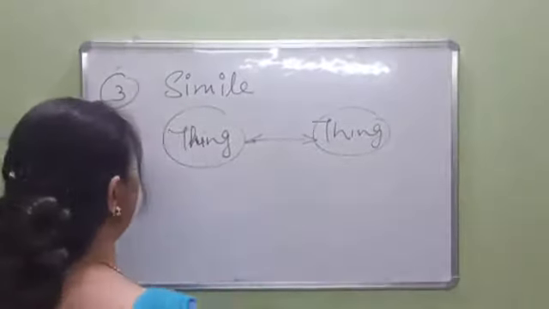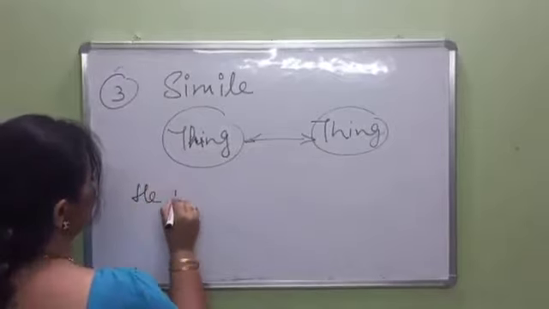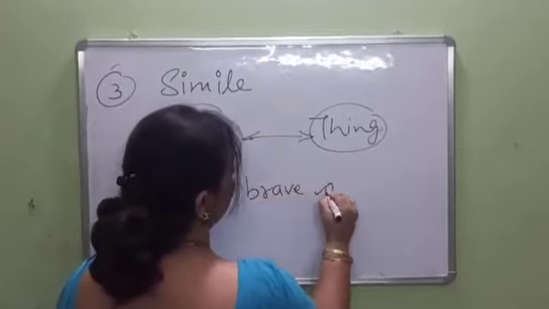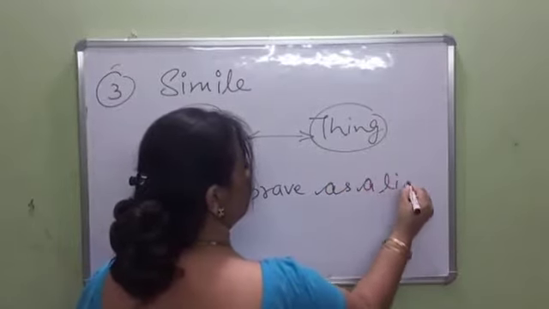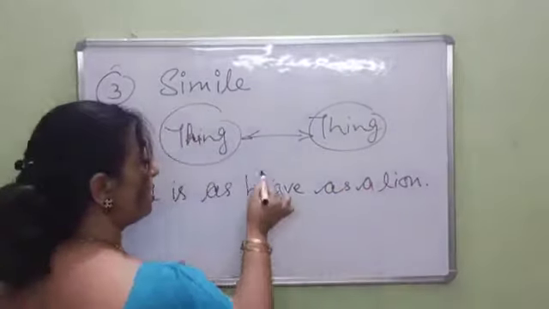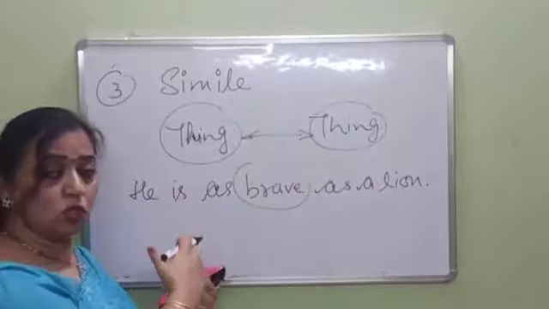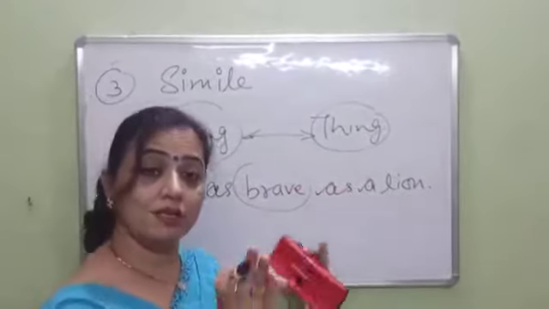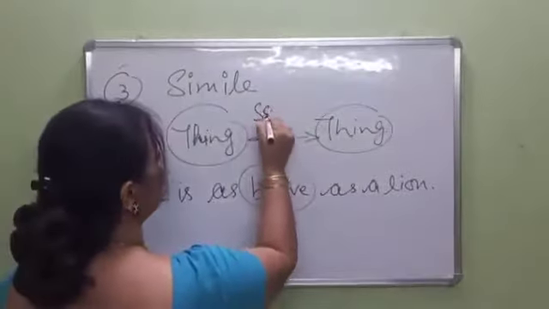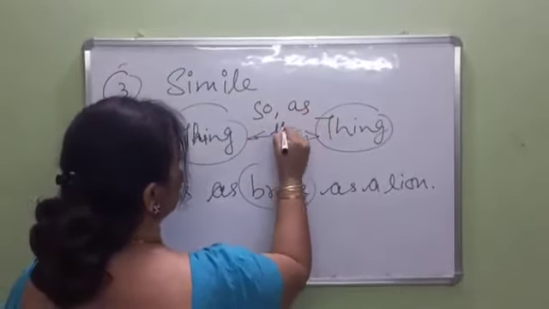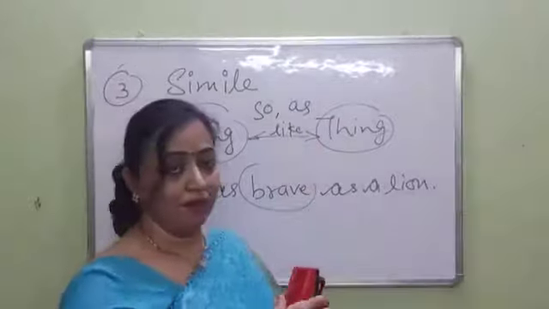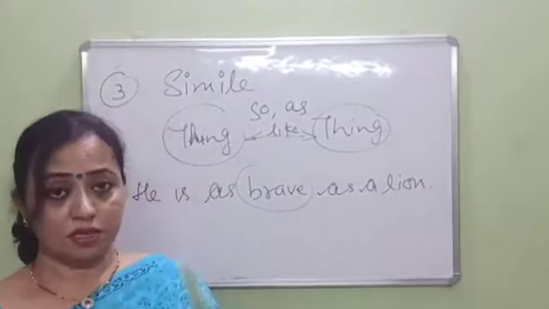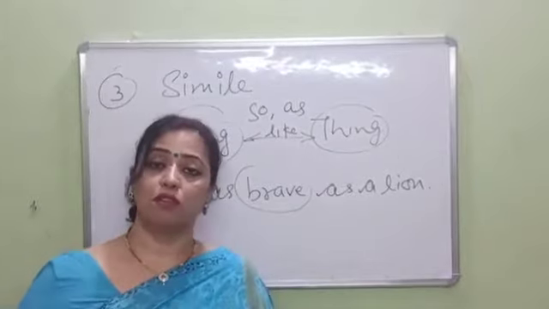Just like you say, he is as brave as a lion. So what is the common thing between these 2 things? Bravery. He is brave, the lion is also brave. But the comparison is done with the lion. This is simile. And the words used for simile are so, as, like. Just like, love is beautiful, so is my mother. Similarly, I have done the comparison of love with my mother.